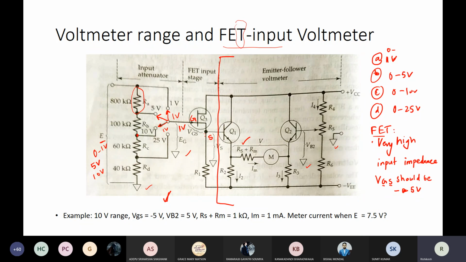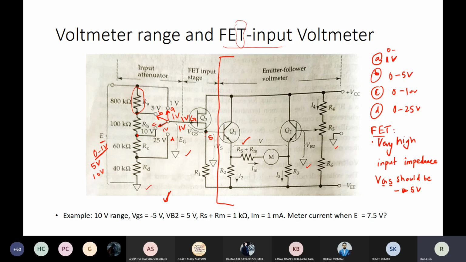Now initially imagine that we are using 0 to 1 volt as the range which we would like to measure. So the switch is at this position, let me say A, B, C, and D. It is at position A. The gate to source voltage should be minus 5 volts to conduct it. So when this is at 1 volt, gate is at 1 volt. When it is conducting, what will be the potential at S?